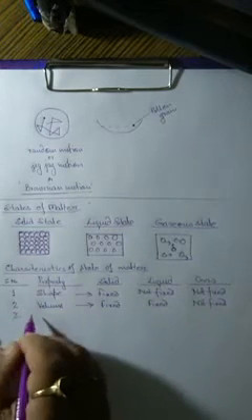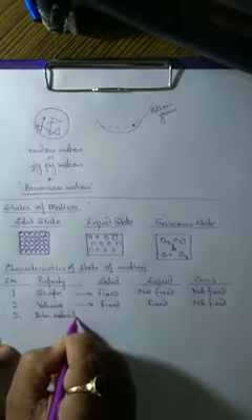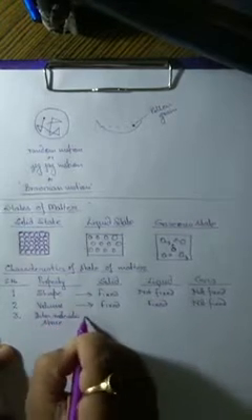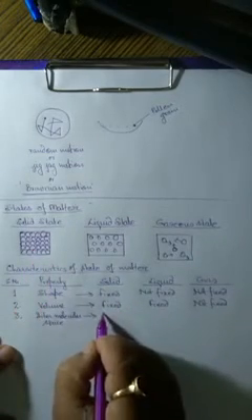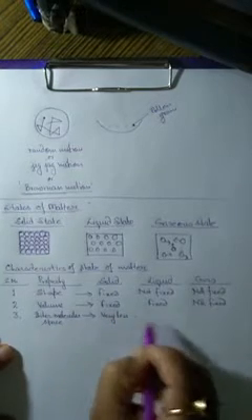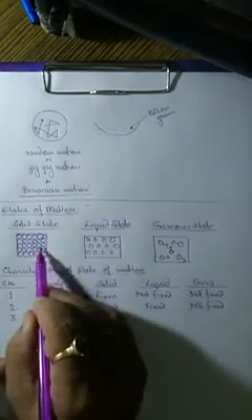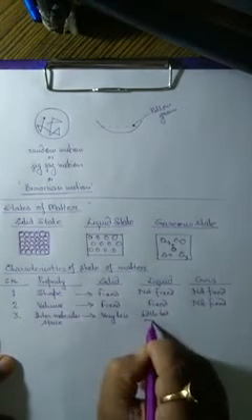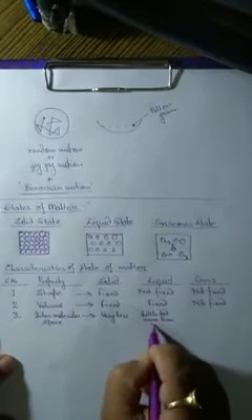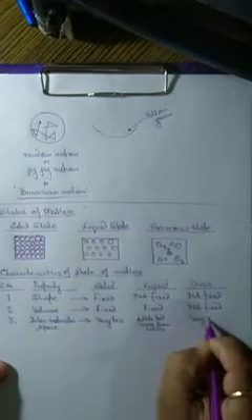Third characteristic is intermolecular space. Intermolecular space in the case of solid, very little, very less, we can write here. In the case of liquid, a little bit more than solids, you can see here. In the case of gas, it is very large.